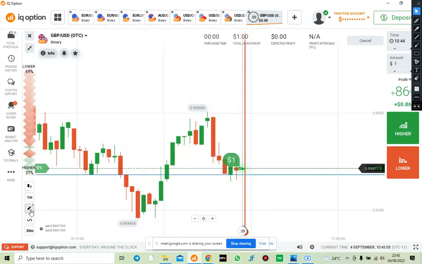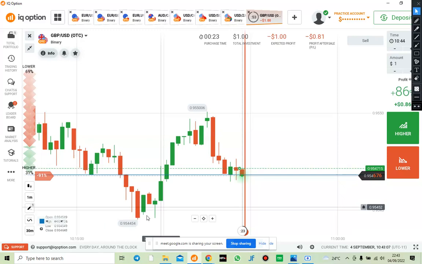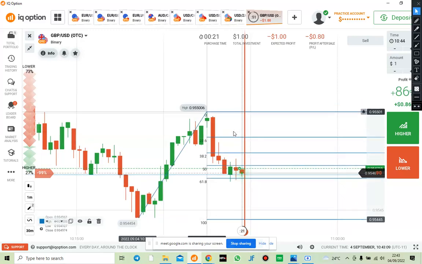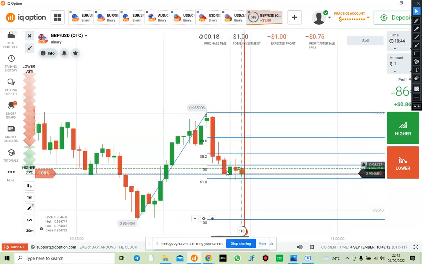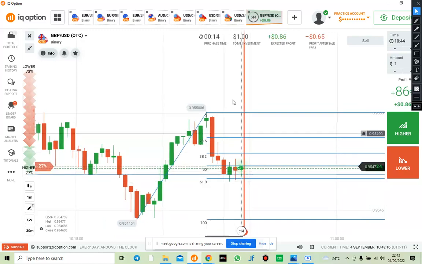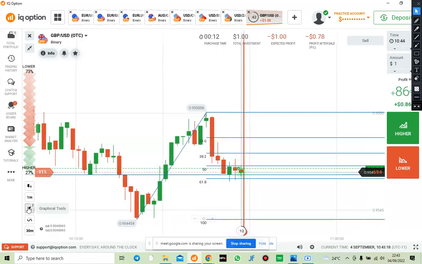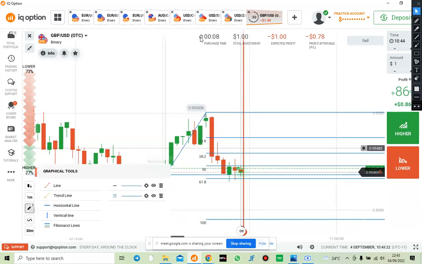Okay, next candle to be green. Let's check it out. 50%, 61%, 61.8% Fibo. Okay, so definitely I expect the next candle to be green.